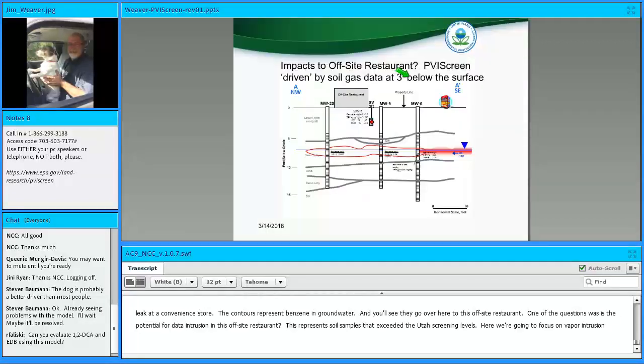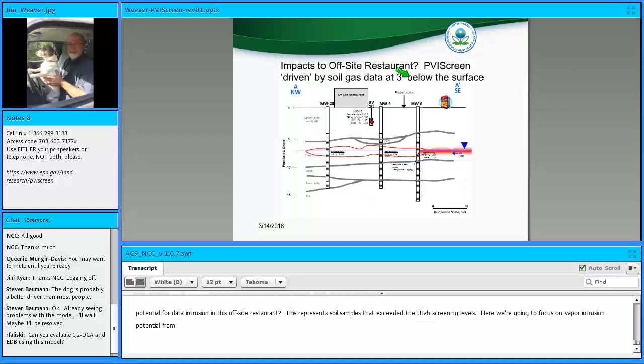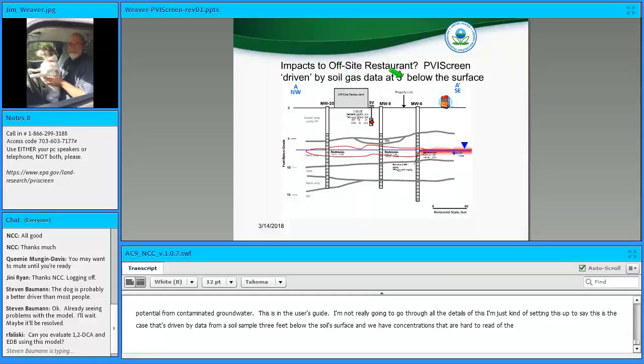This is in the user's guide. I'm not really going to go through all the details of this. I'm just kind of setting this up to say that this is a case that's driven by data from a soil sample that's 3 feet below the land surface, and we have concentrations that are hard to read of benzene, TPH, and others, and the model is then driven by this soil gas data 3 feet below the surface. And so we're going to say, well, are there impacts to the off-site restaurant or not?